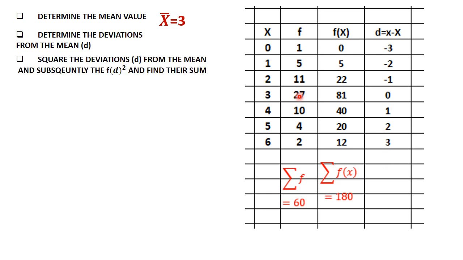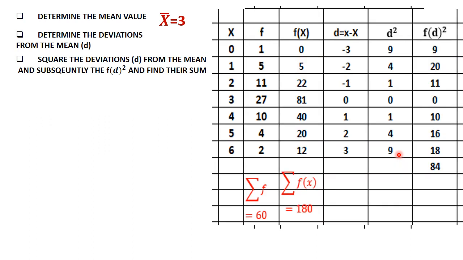Having said that, therefore, we need now to get the deviations squared. These ones here, we square the deviations from the mean. Again, we also need to add another column, the f of d squared. That means we're going to have a column for d squared, and again another column for f of d squared, and then after that we'll add them.